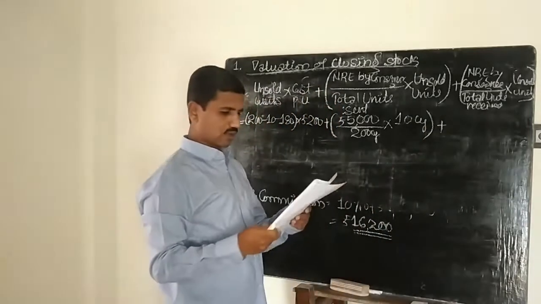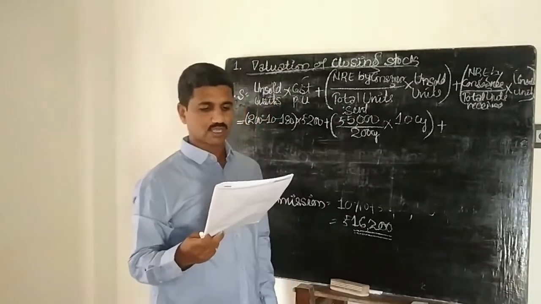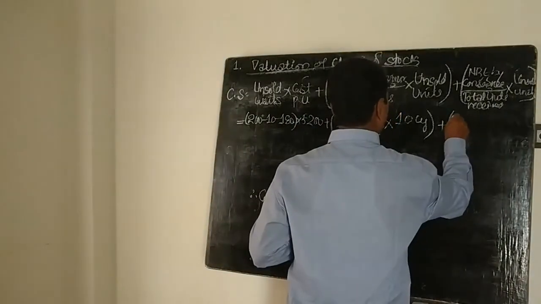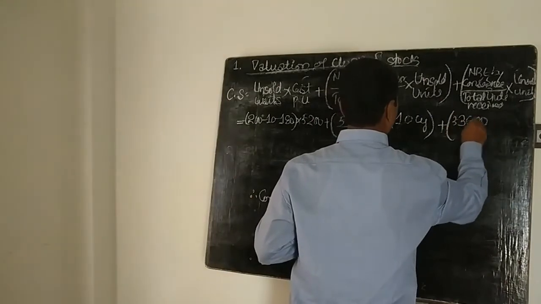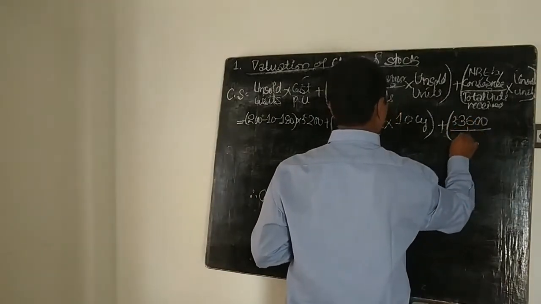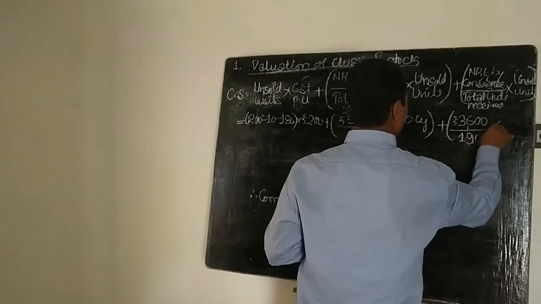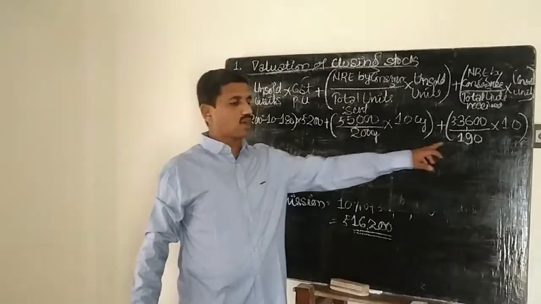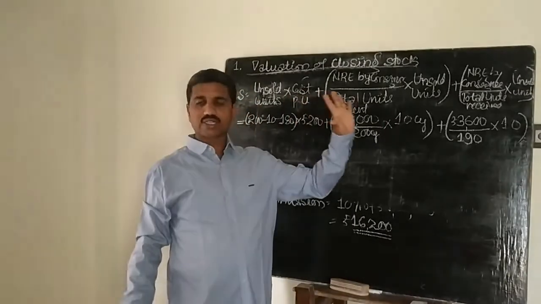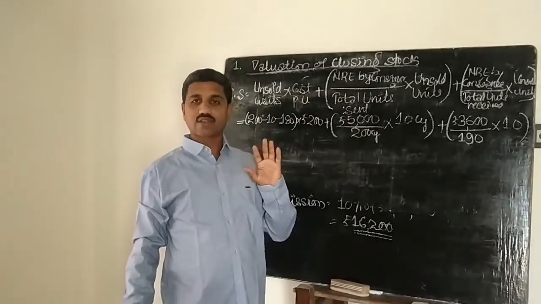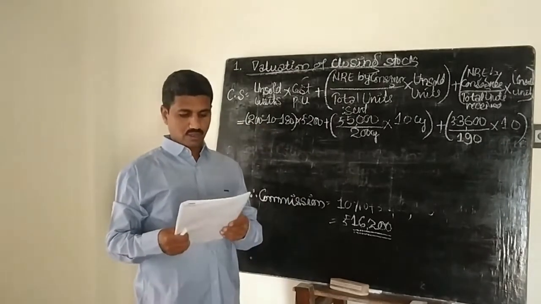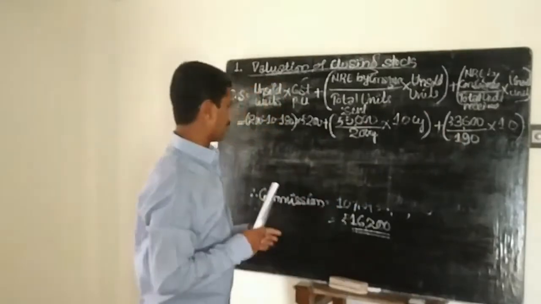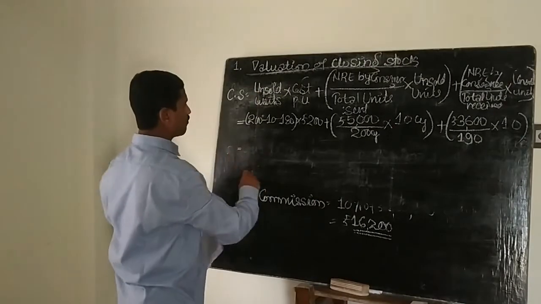plus. Now let us find out how much is the non-recurring expenses paid by the consignee here. It is 3,600 divided by 190 into 10. So why is this 190? Because 200 cycles were sent by the consignor, but 10 cycles were totally damaged here. So how many are received? 190 here, right?